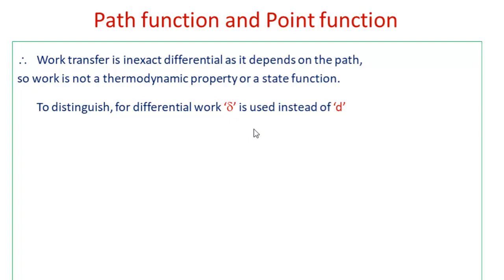Some authors use d with a cross, right? So if it is the work transfer, then it is the integral from 1 to 2 of del W. That should not be written as W2 minus W1. In the case of change in volume, we write V2 minus V1, final volume minus initial volume. That cannot be written here. Here instead we will write W1 to 2, right? If you want to determine the work transfer during the process 1 to 2, then it is given as W1 to 2.